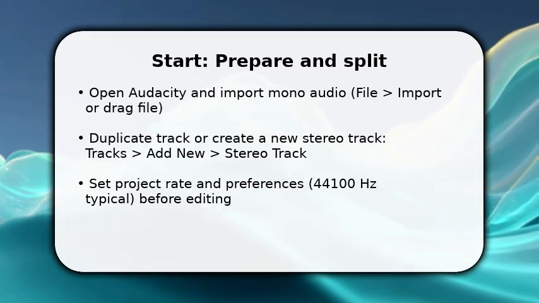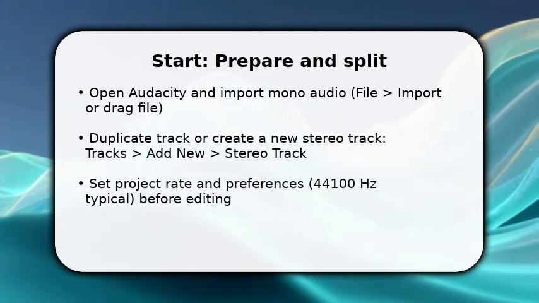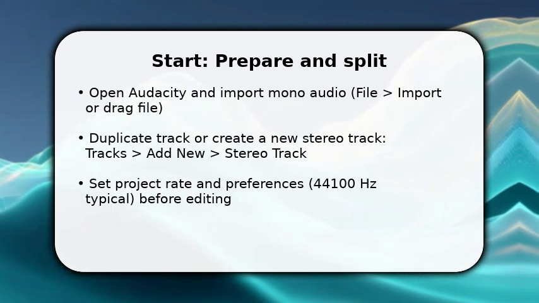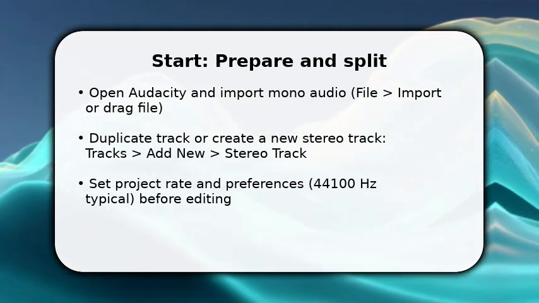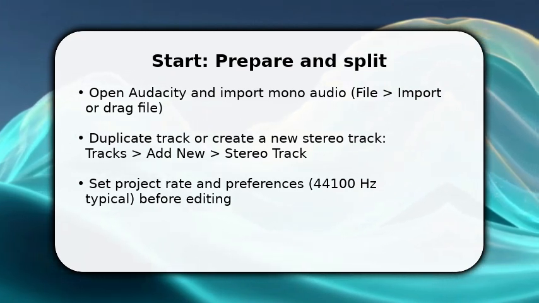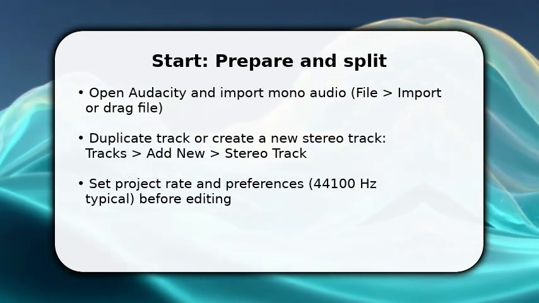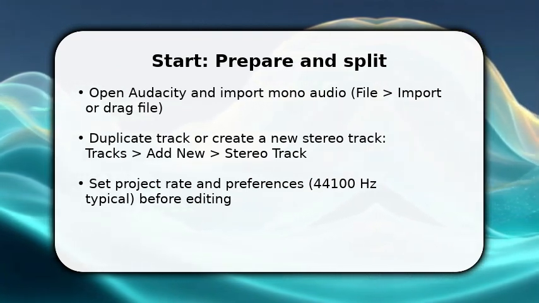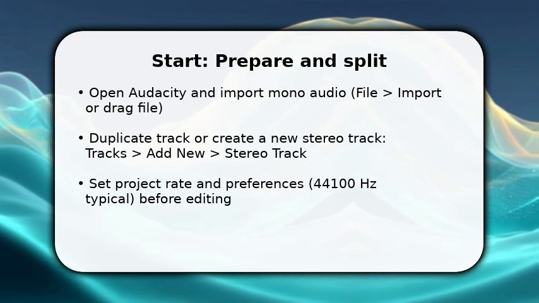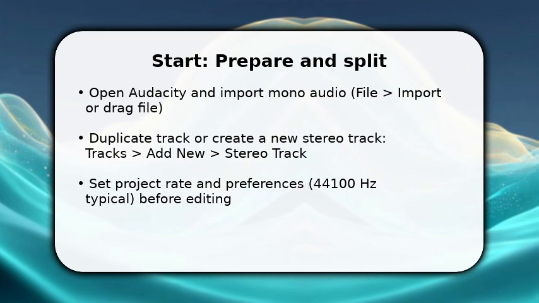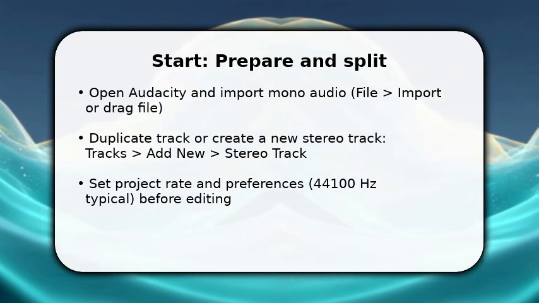You begin by importing your mono file into Audacity. This keeps the original safe. Once imported, duplicate the mono track or add a blank stereo track so you can route audio into left and right channels separately. Make sure the project sample rate matches your source because mismatched rates cause clicks or pitch shifts. You do this now to avoid quality loss later. So first duplicate or create a stereo target, then select the source track to prepare for channel assignment.